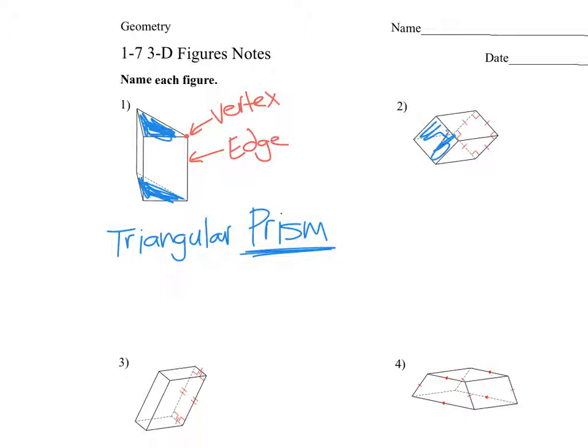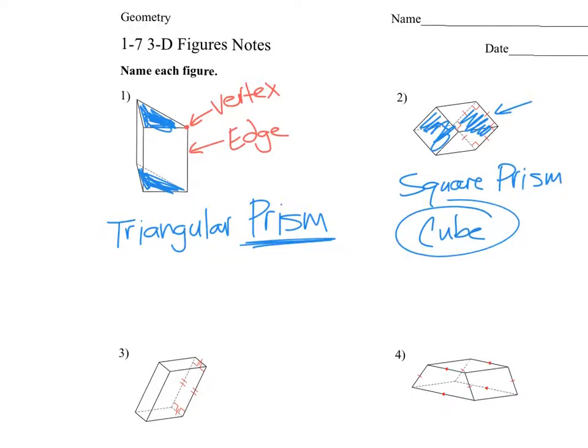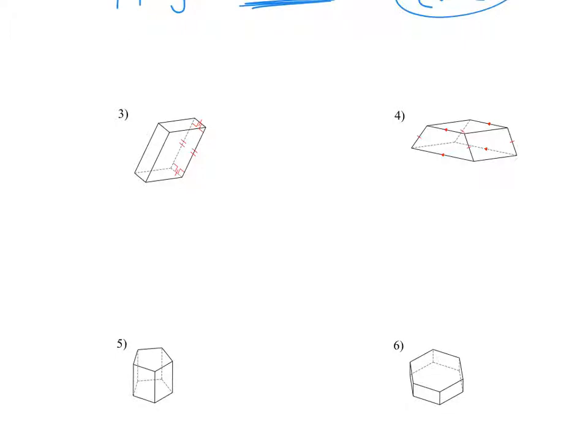Here's the base, and here's the base. Now, if I look at this one right here, that's a square. So this would be called a square prism. Okay, a square prism. Now, there are also square prisms where all the sides are squares. If all the sides are squares, then that's referred to as a probably more familiar term, a cube. Okay. All right, number 3.